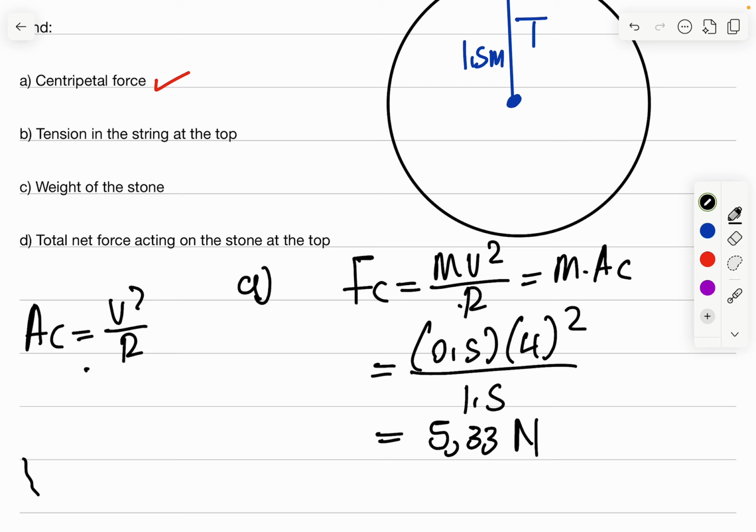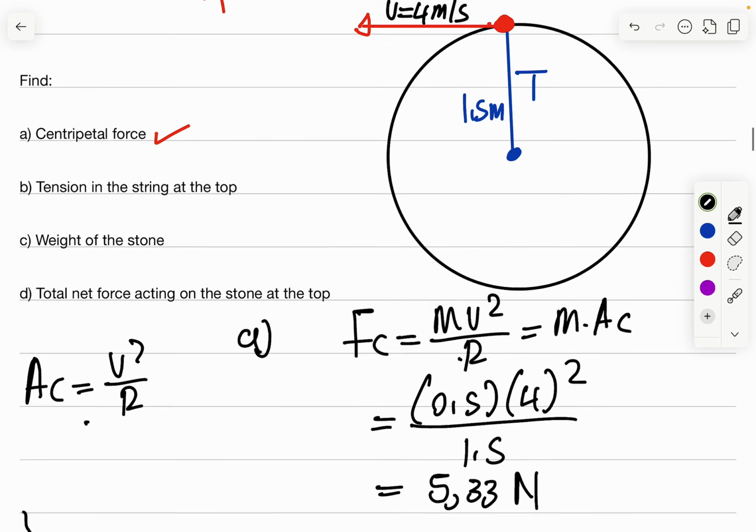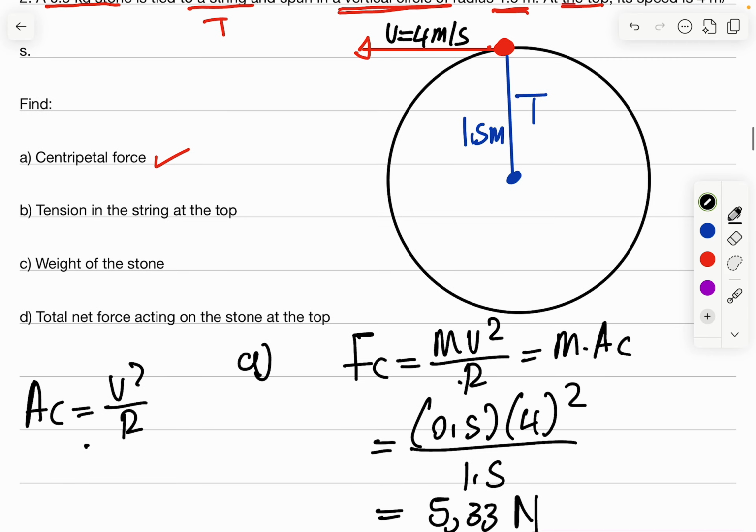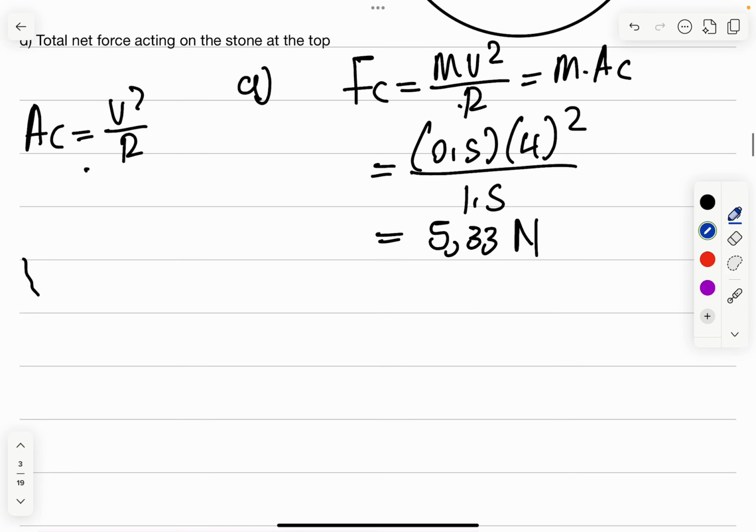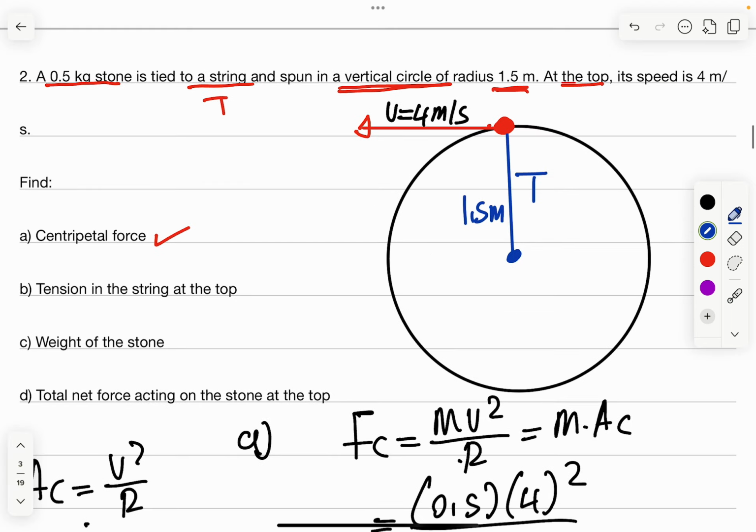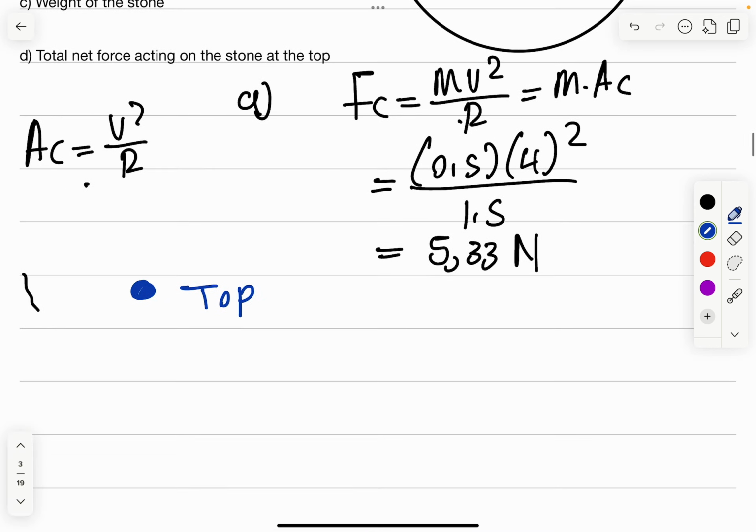Another question says calculate the tension at the top. You are going to draw a free body diagram at the top. You cannot calculate something without a free body diagram. This is the free body diagram at the top. The tension is going downwards. This is the tension.